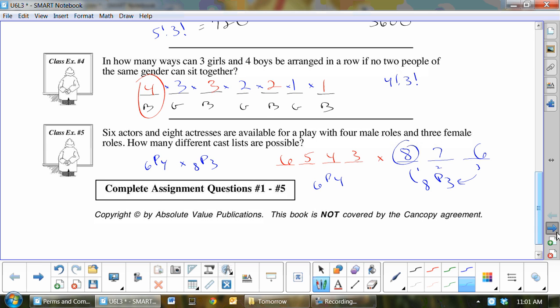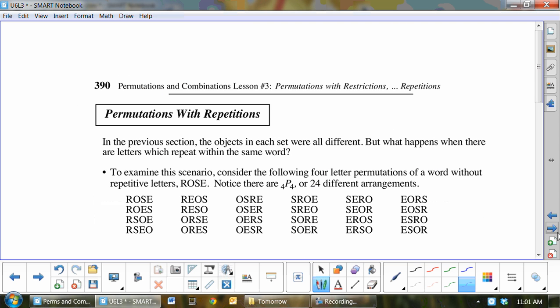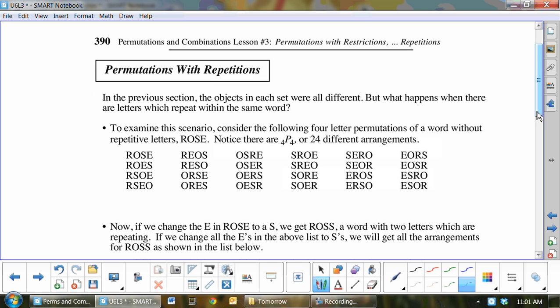Okay, let's start talking about repetitions. Now, when you have the word ROWS, and you're finding out all the permutations for ROWS, you see them all here. Now, what's a faster way to figure them out? Come on, you guys. How do you figure out how many? You can go 4P4 or 4 factorial. I'm using all of them, right?